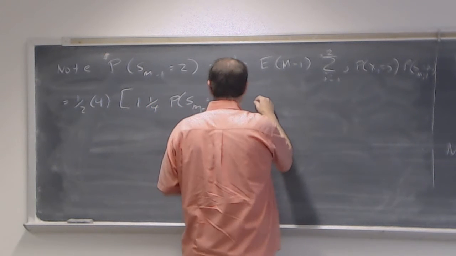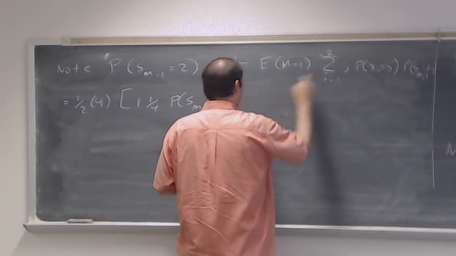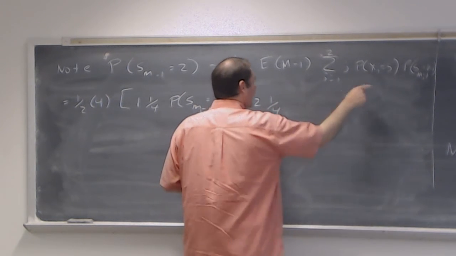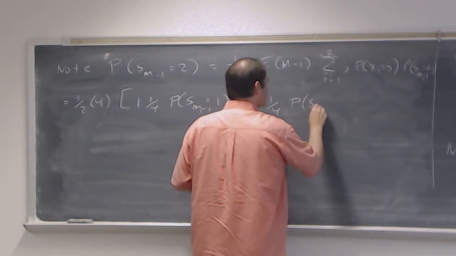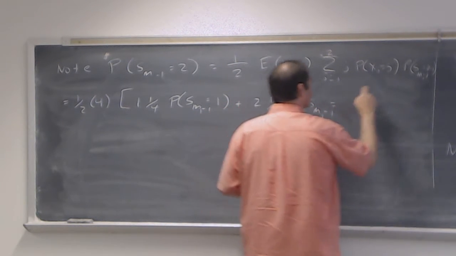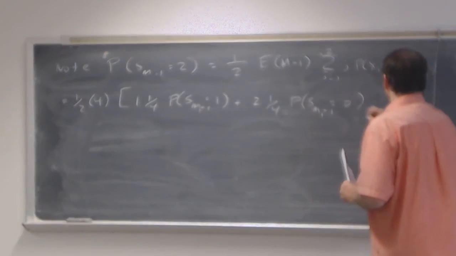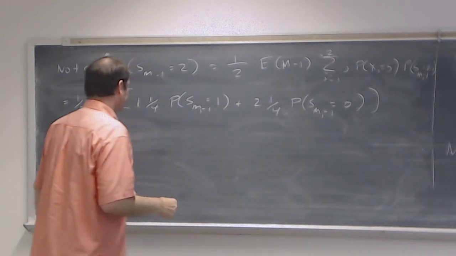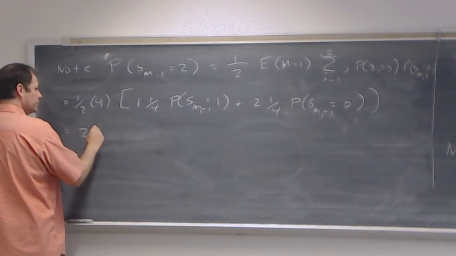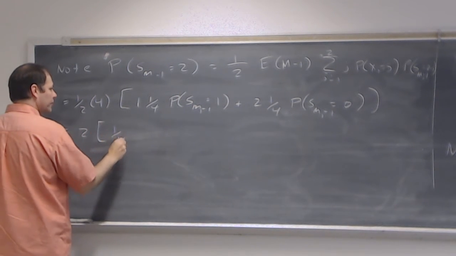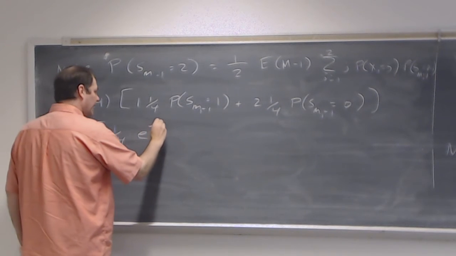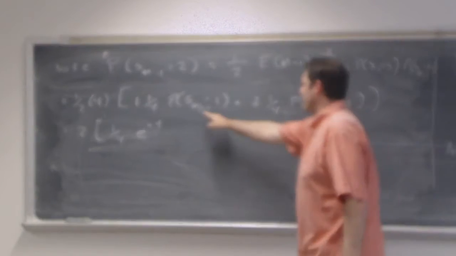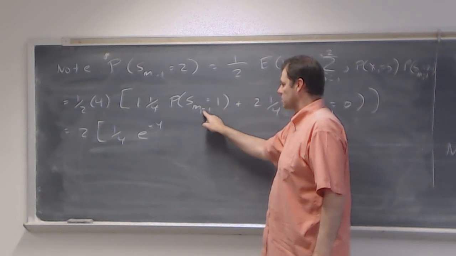plus, here I would have 2 times the probability X of 1 is equal to 1/4, and now the probability that S of M sub 1 minus 1 is equal to 0. Aha! I calculated that part earlier. Matter of fact, both of these happen to be the same. So this ends up being 2 times 1/4. Here this was e to the minus 4. We calculated that previously, where we just had M minus 1 instead of M sub 1 minus 1.